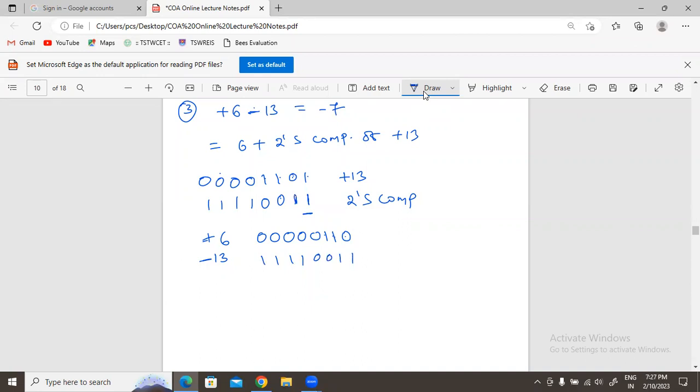11, 00, 11. Okay, so this you understand. Now, here you should get minus 7. Now, let us perform this addition operation.